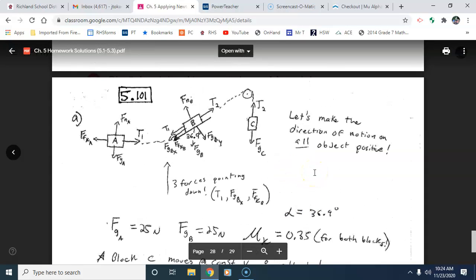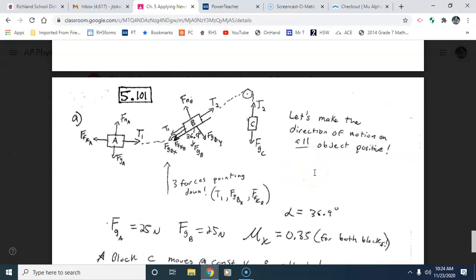So it says for 101, blocks A, B, and C are placed, as in the figure, and connected by ropes of negligible mass. Both A and B weigh 25 newtons each, and the coefficient of kinetic friction between each block and the surface is 0.35. So that stays the same for all of them. Block C descends with a constant velocity. That's a hanging one. So good, we got constant velocity. Everything will always be equal to 0 on both axes when we do Newton's second law.